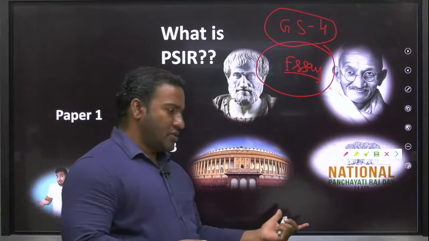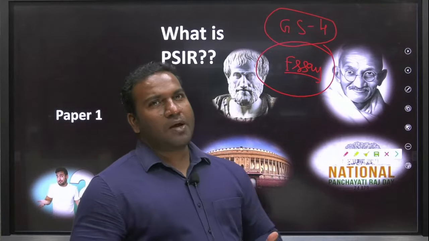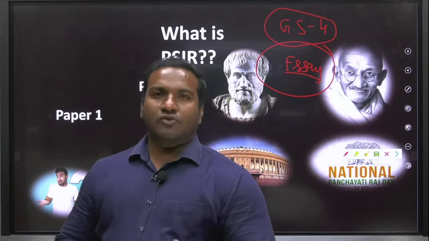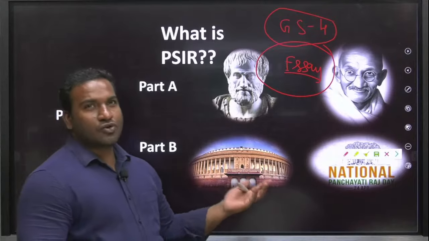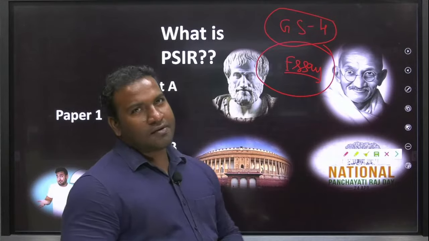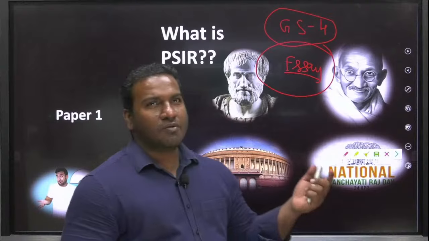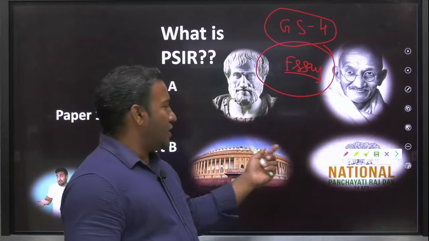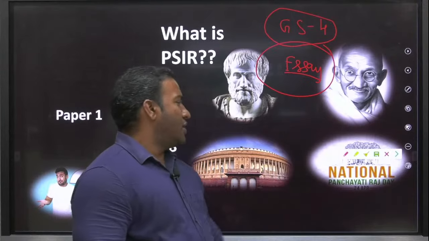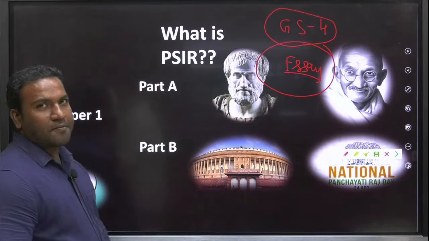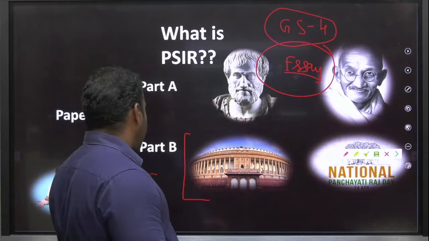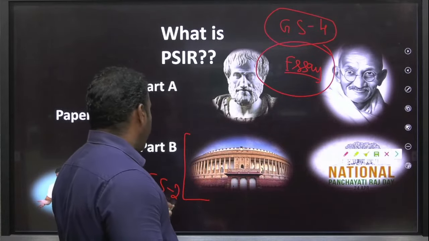For example, for our constitutional preamble, most of the things we have taken from the French Revolution. French Revolution means Rousseau, Montesquieu, Voltaire, all these people come. We will make sure how to link these things. If you study part B of paper 1 thoroughly, you will be mostly studying GS2. GS2 will be a walkover for you.